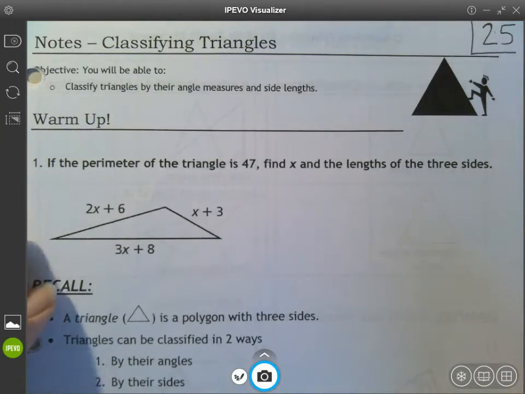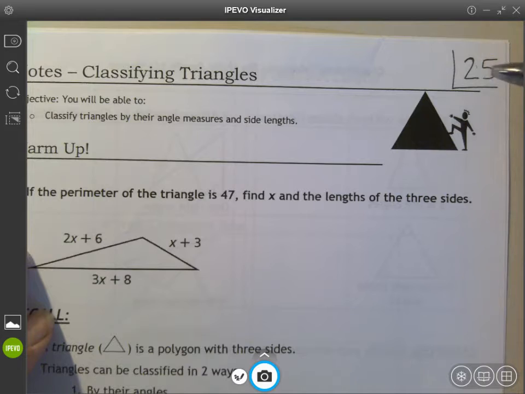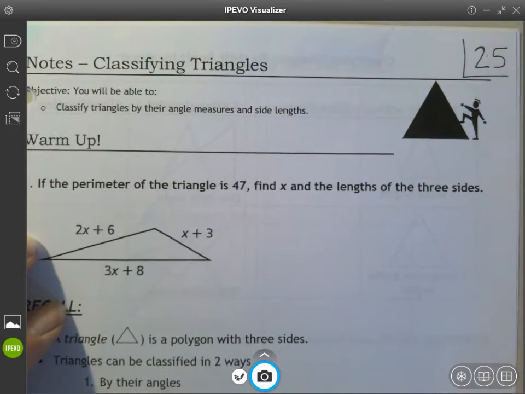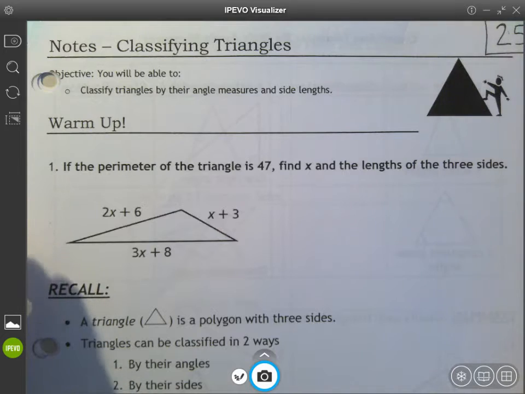All right, guys, we are doing the notes on page 25. There's a couple pages that go with this. We're moving away from triangle congruence, and we're talking about actual relationships within a triangle.